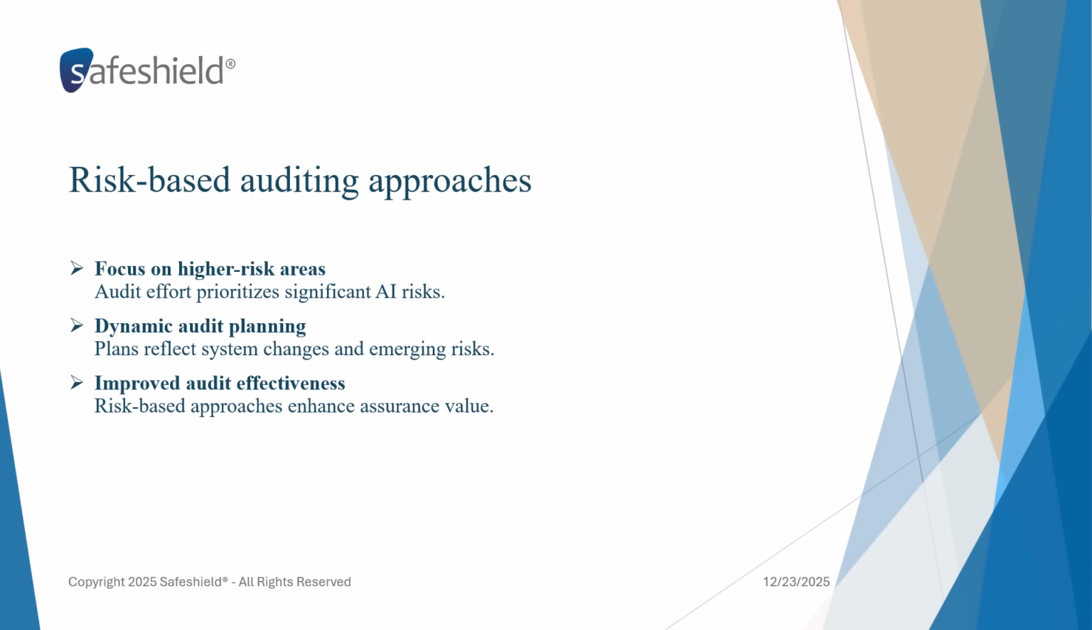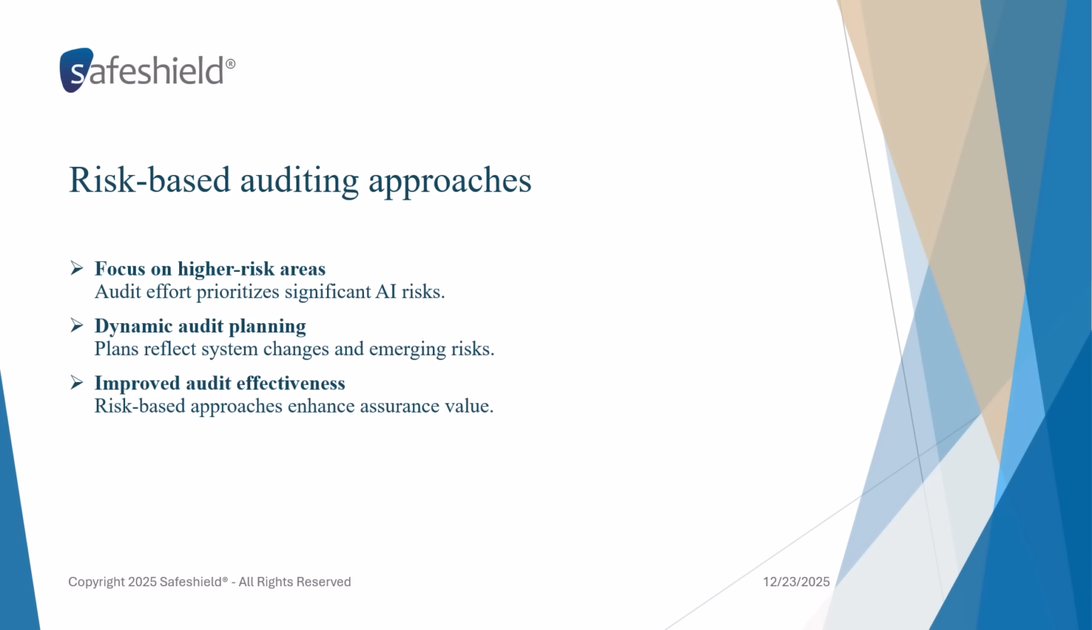Audit planning should be dynamic. Changes in AI systems, operating environments, or regulatory expectations may require adjustments to audit plans. Risk-based auditing also considers historical performance. Areas with recurring nonconformities, incidents, or control failures should receive increased attention. This approach improves audit efficiency and strengthens assurance outcomes.